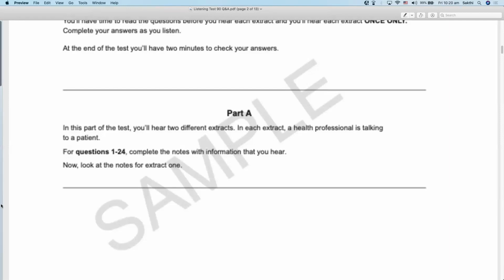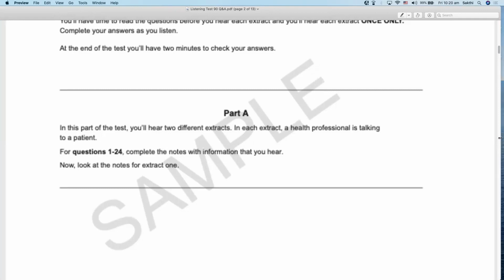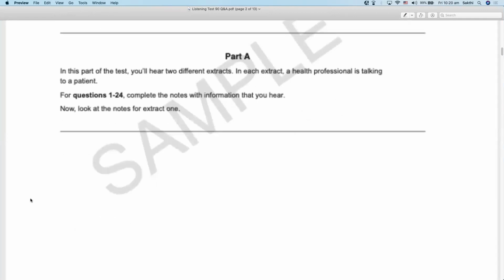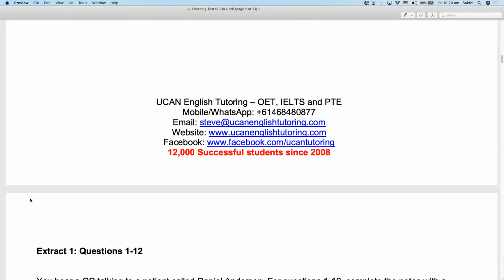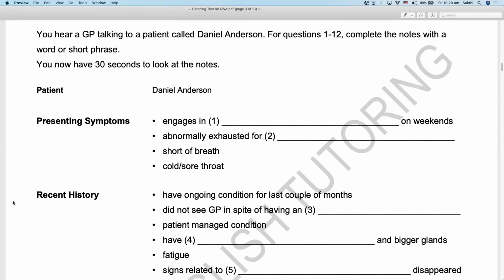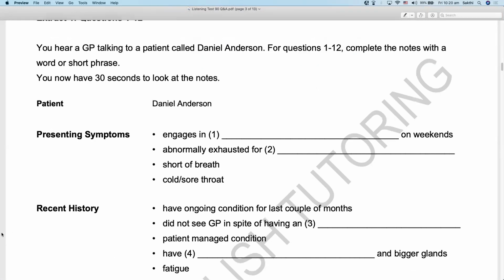Extract 1, questions 1 to 12. You hear a GP talking to a patient called Daniel Anderson. For questions 1 to 12, complete the notes with a word or short phrase. You now have 30 seconds to look at the notes.